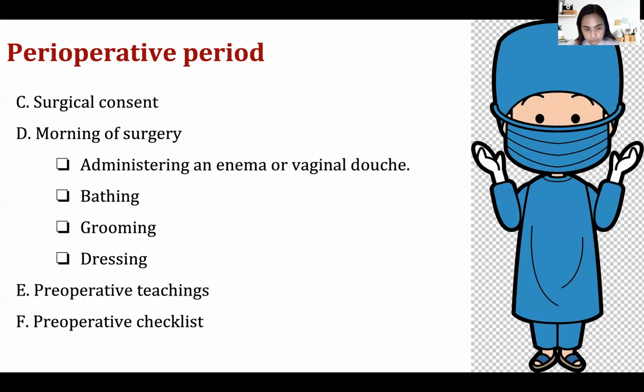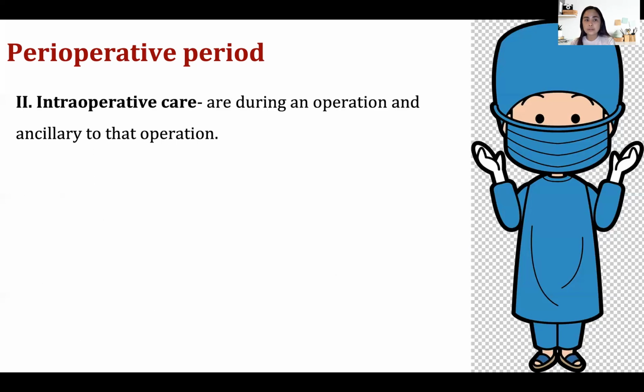Next is the preoperative checklist. During the preoperative period, we have a checklist of the things we are going to accomplish before the operation, and we should follow that to have a better outcome of the operation. So that is the first phase of the perioperative period.